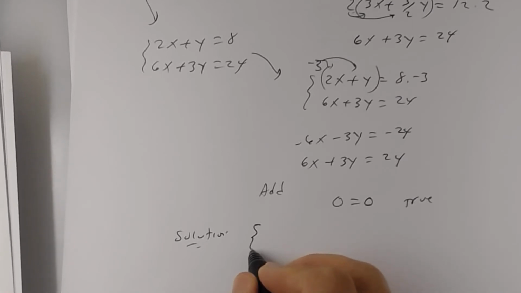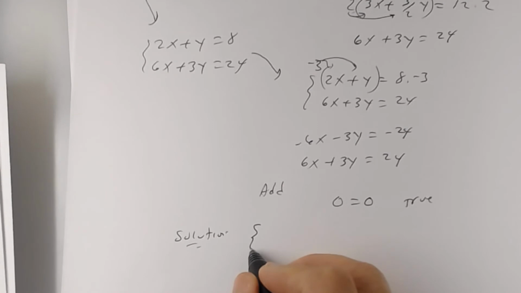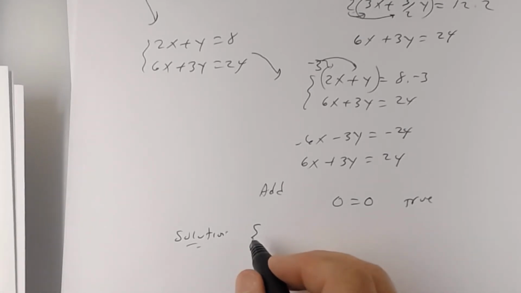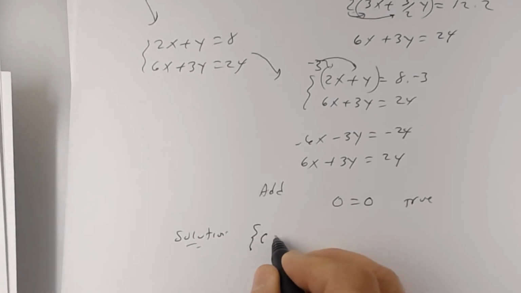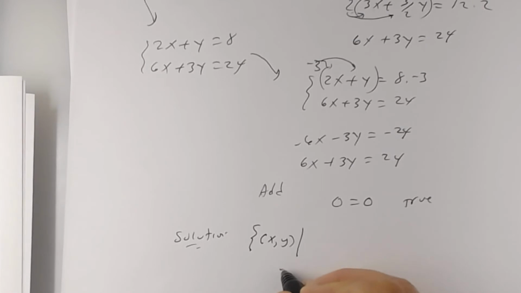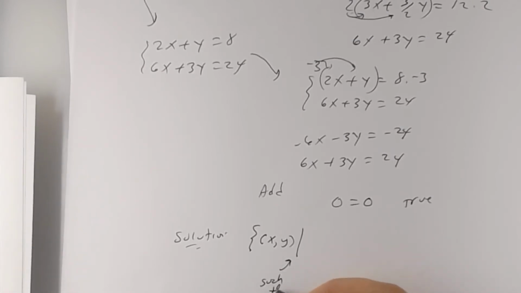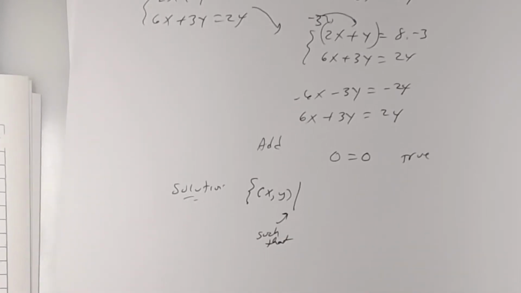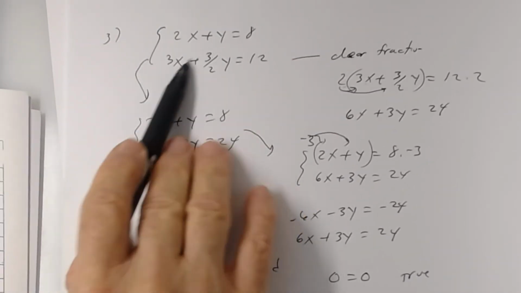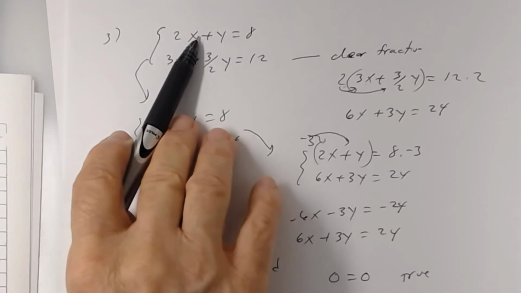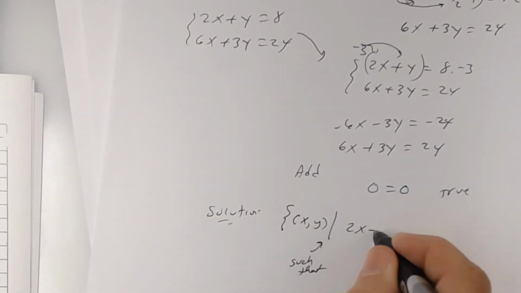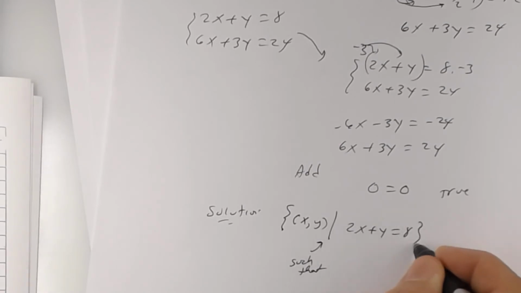of points. Now, a point has what coordinates? 0, 0? No, a point has what coordinates? X, Y. So set of points X, Y such that, this means such that, and then all you do is just write one of those equations over. Let's just rewrite the first one: such that 2x plus y equals what? All right, and that's all you do.